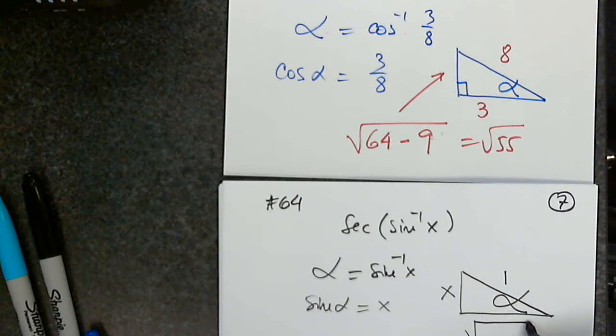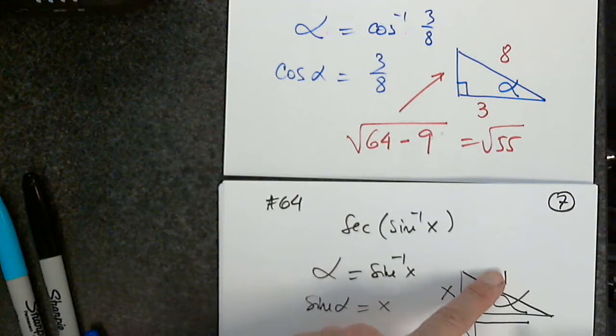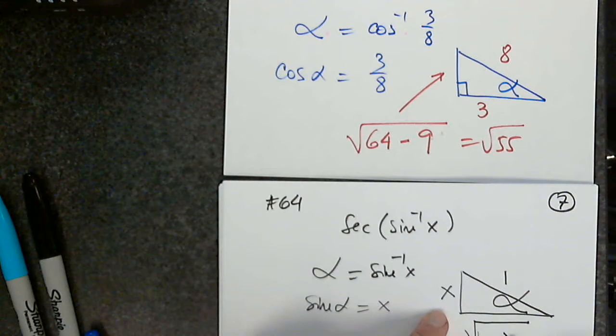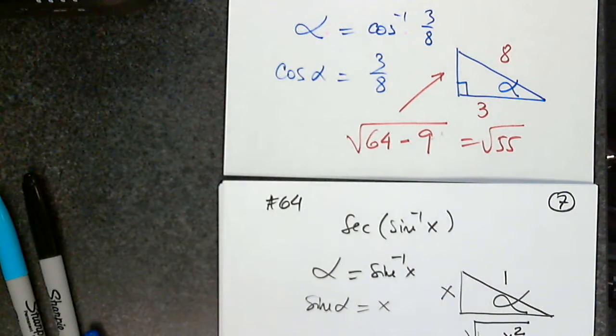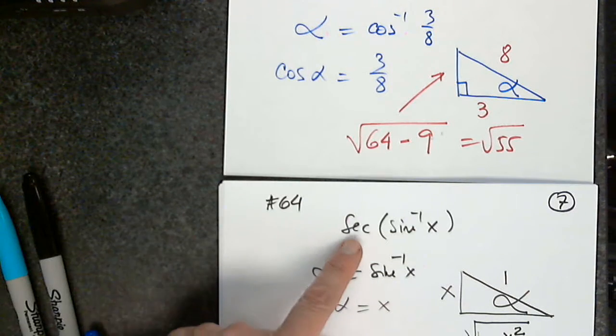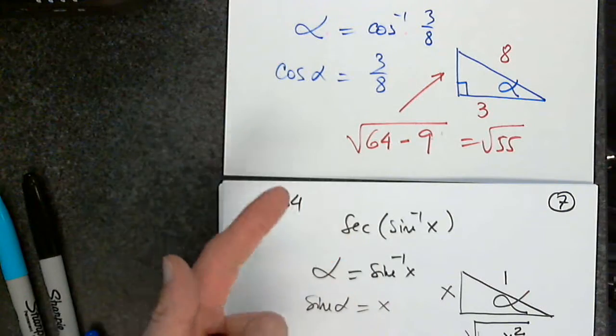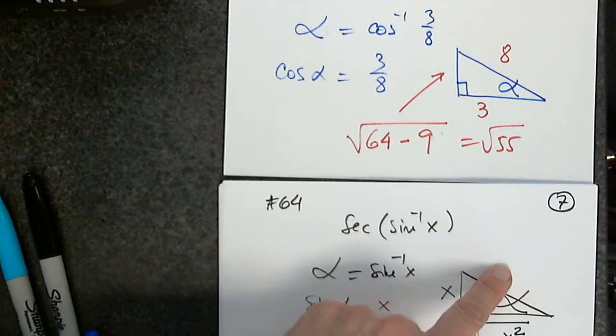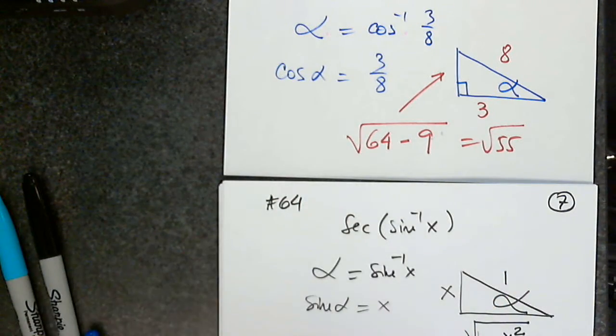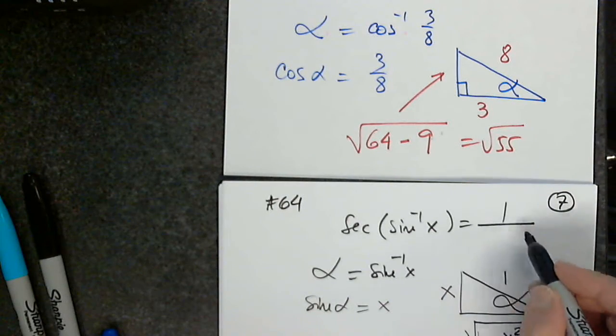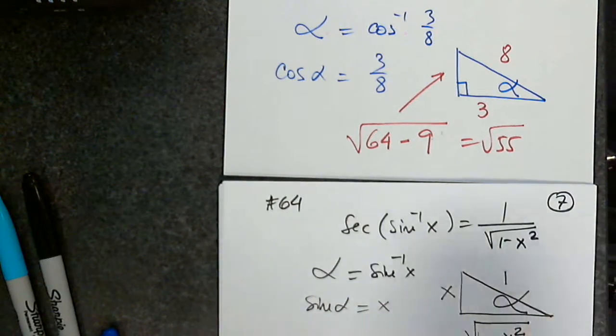Therefore, the other leg will be the square root of the hypotenuse squared minus the other leg squared. And now I know what I'm asked to do. I'm asked to find secant, which is 1 over cosine. If it were a cosine, I would have said this over this, but since it's secant, I have to say this over this. And you don't have to rationalize this one. It can stay like that.